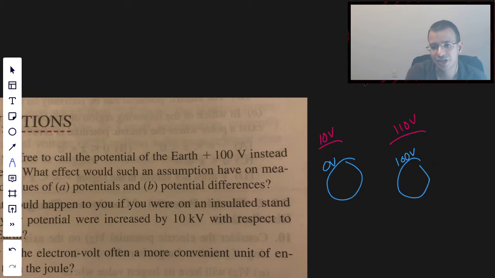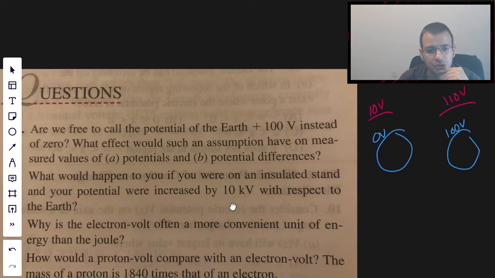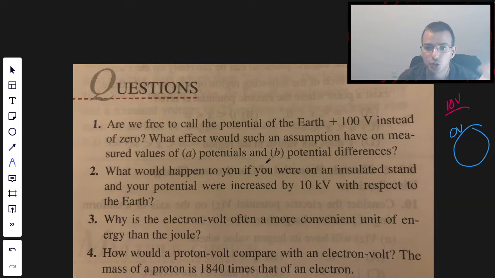But differences, the delta V, would stay the same, because the difference between 10 volts and 0 volts is still 10. The difference between 110 and 100 is still going to be 10 as well. So differences will stay the same. Potentials will increase by 100 volts.